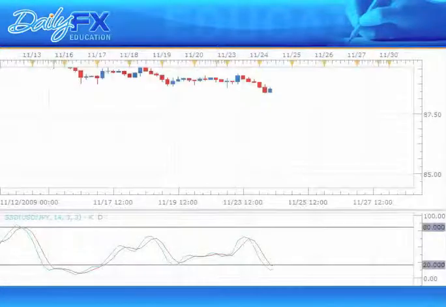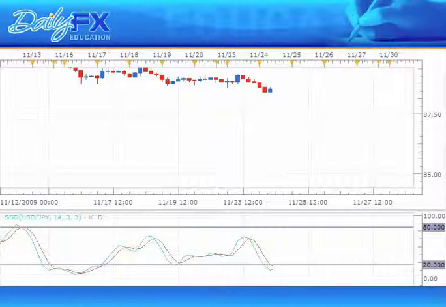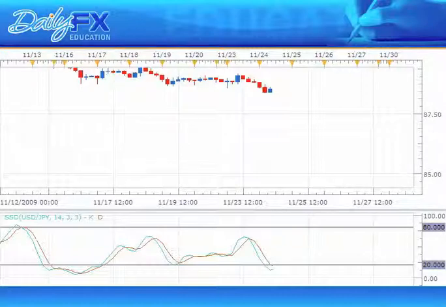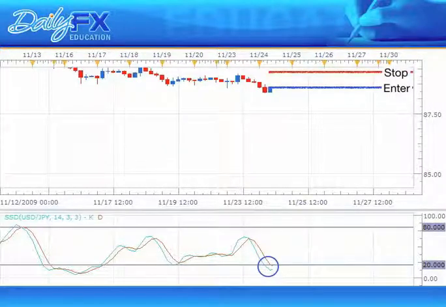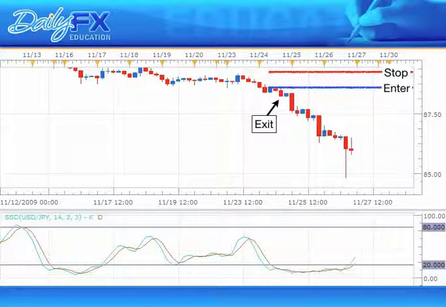Here's an example of a short trade using the stochastics pop strategy on a 4-hour dollar-yen chart. Notice how the percentage K and percentage D lines both move below the horizontal 20 reference line. A trader enters short at market with a stop above the last swing high. In this case, we can take partial profits on the trade until either percentage D crosses back above percentage K and leave the remainder on until both lines cross back above the 20 reference line.